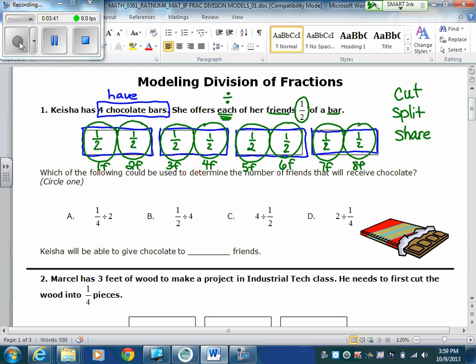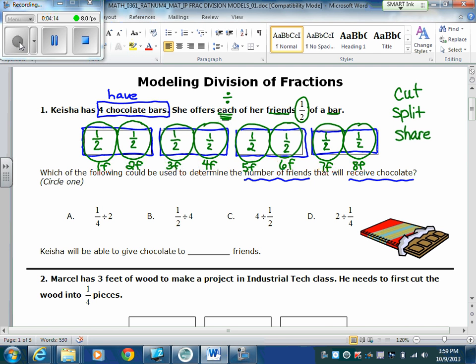If she has 4 chocolate bars and she's going to share them or split them in half and give them to her friends, then she could give away half of a candy bar to 8 friends. The question says, which of the following could be used to determine the number of friends that will receive chocolate? So we want to make sure we're answering the question. We want to talk just about the friends that get the chocolate.